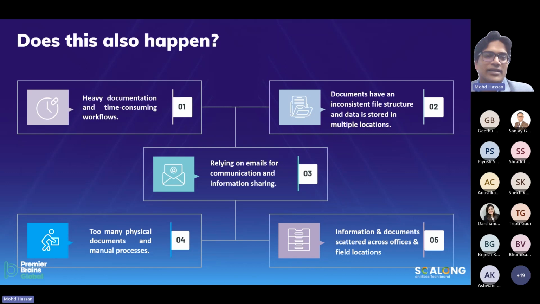But why does it happen? It happens due to heavy documentation and time consuming workflows. Documents that we have mostly have an inconsistent file structure. They are stored at various places, scattered all over. We rely on emails for communication and for various information sharing. There are too many physical documents and manual processes. Information and documents are scattered across the offices, across various fields. That makes our task very cumbersome.